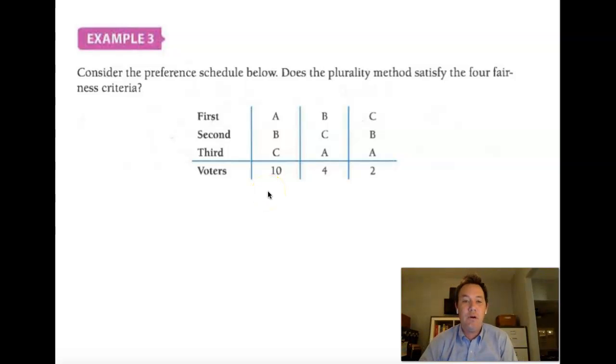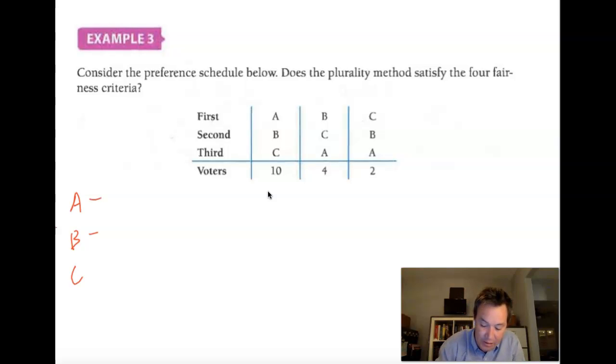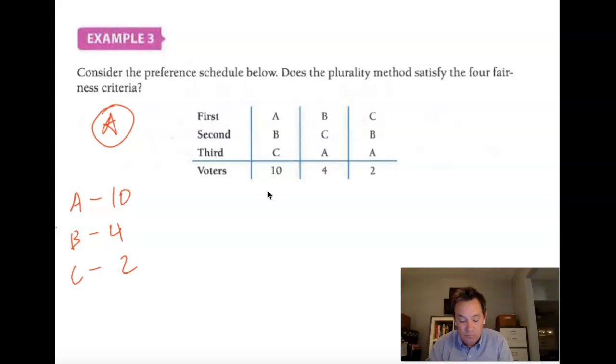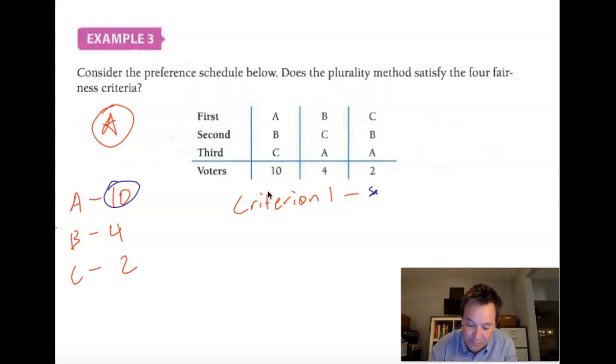All right, let's analyze one more election here. So another preference schedule. Here are the outcomes for candidates A, B, and C. See how many votes they get by plurality. Does this satisfy the 4 criteria? So A got 10, B got 4, and C got 2. So A is the winner. Criterion 1 is the majority criterion, which says that if anybody wins the majority of the votes, they should be the overall winner. And A has the majority of those votes, 10 out of the 16 votes, and A is the winner, so it is satisfied.